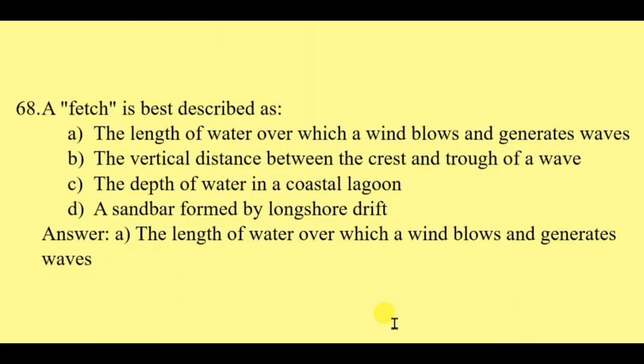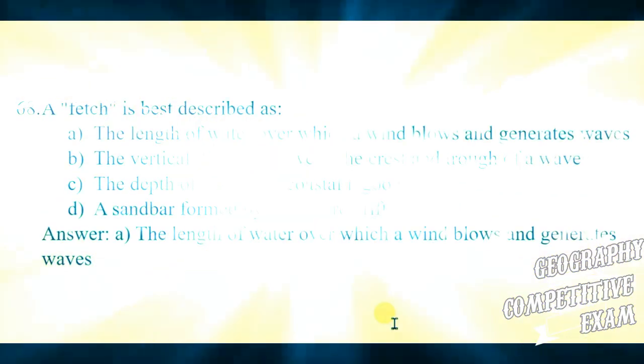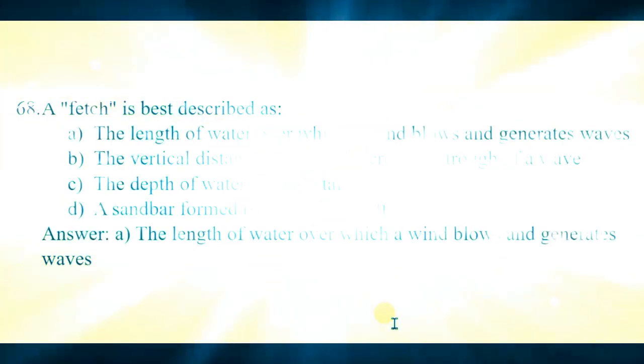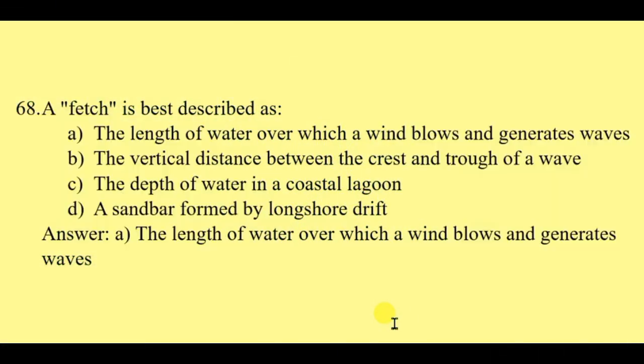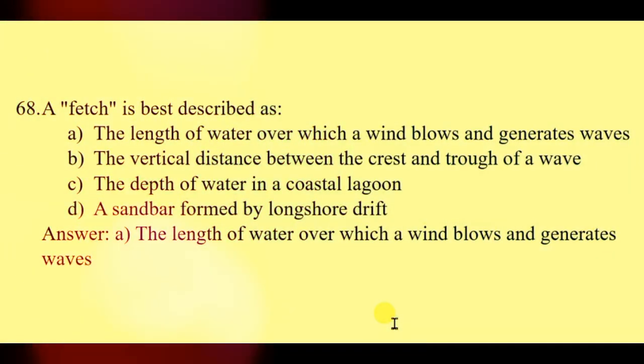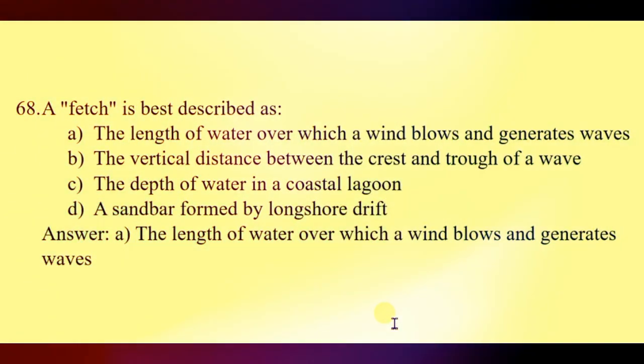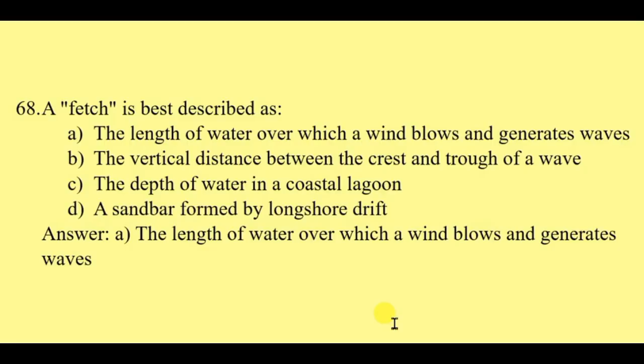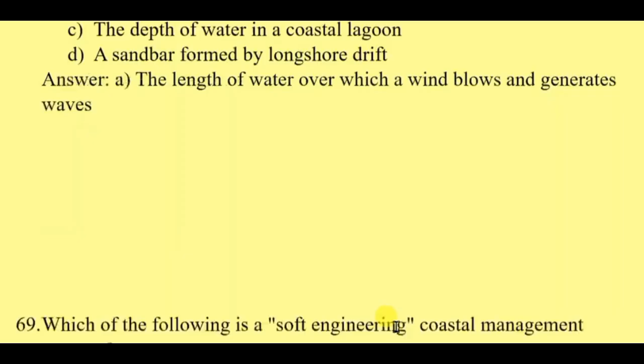Question 68. A fetch is best described as the length of water over which a wind blows and generates waves, the vertical distance between the crest and trough of a wave, the depth of water in a coastal lagoon, the sandbar formed by longshore drift. The correct answer will be the length of water over which a wind blows and generates waves. More the fetch length, more the wave height.